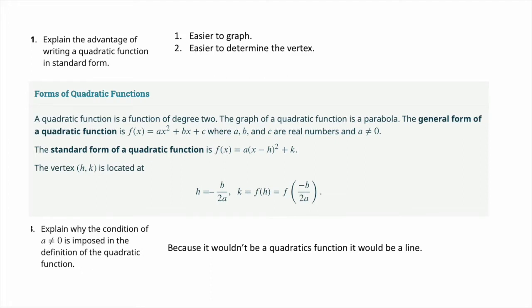Explain why the condition of a not equal to 0 is imposed for the definition. That's this condition that's right here. Why does that have to be nonzero? Because if you didn't have the x squared term, if you didn't have a, then what would be left is a line. So it's not a quadratic equation, it's a line.